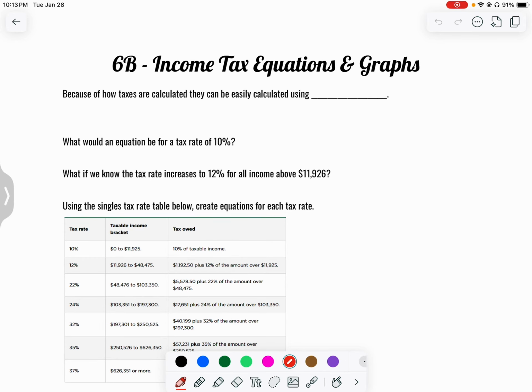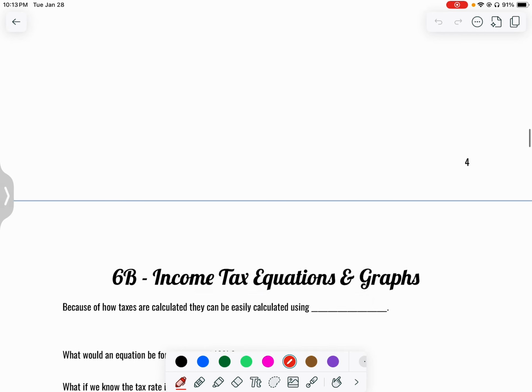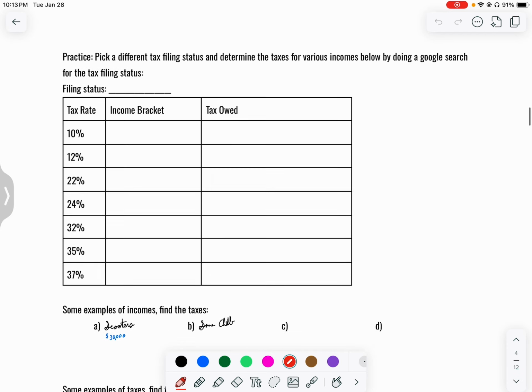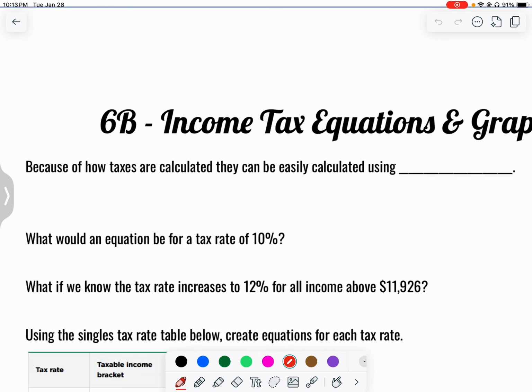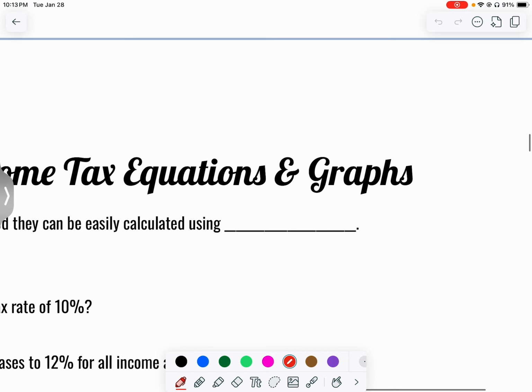Everybody. Today we are beginning 6B. Yesterday you should have finished 6A. Today we're beginning 6B and we're going to be calculating taxes using algorithms.